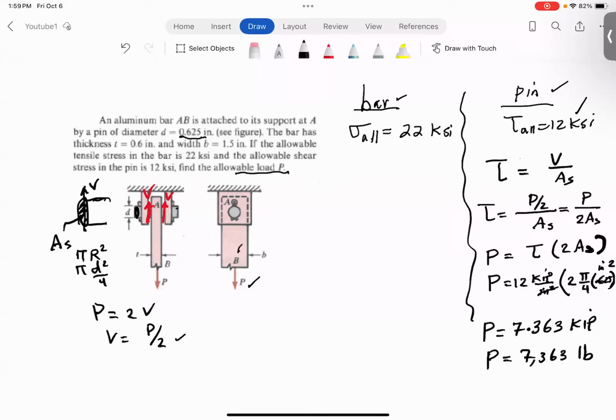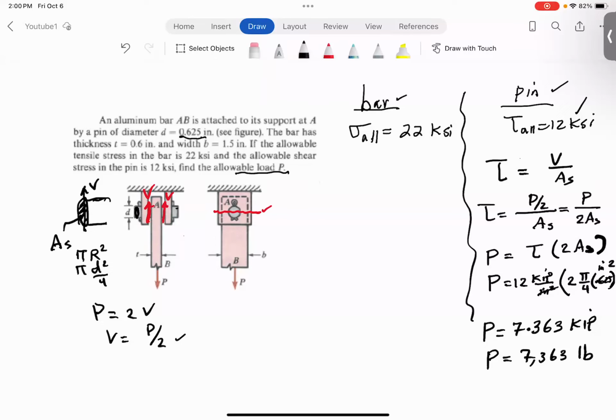Now, what if the failure happens in the bar? But you have to be careful. There's a catch to this problem, guys. If this bar is going to break, is it going to break here? This is an interesting pen, I go to red. If it's going to break here, no, it's not going to break there. It's going to break in the weakest section where that pin is. So let me remove this. So the failure is going to happen here, actually.